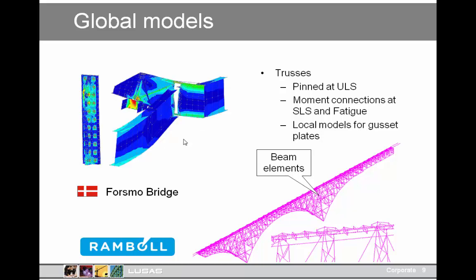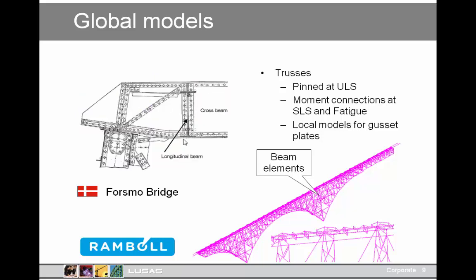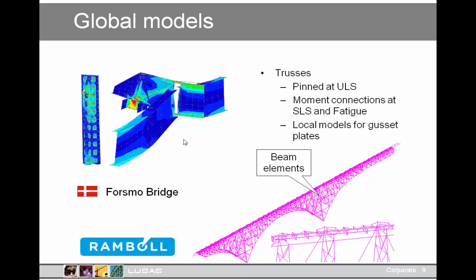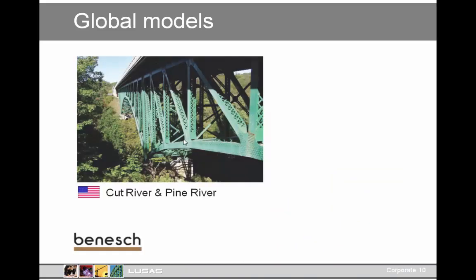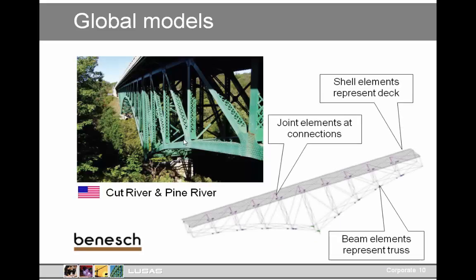Since trusses are generally of low redundancy, sometimes the feeling is that we can't improve on a simple truss model. However, more elaborate models have been shown to be cost-effective in rating work, for example, including shell elements to represent the deck and joint elements to allow for partial fixity at connections. This approach was used in the load rating of the 550-foot Cut River Bridge by Banesh for Michigan Department of Transportation. In this bridge, the truss supports a concrete deck with non-composite action via stringers and floor beams.